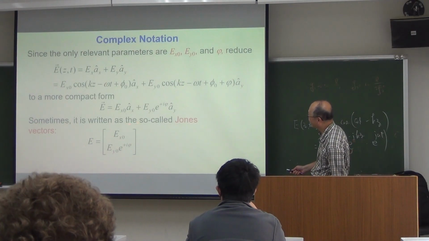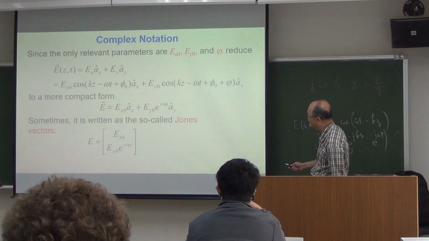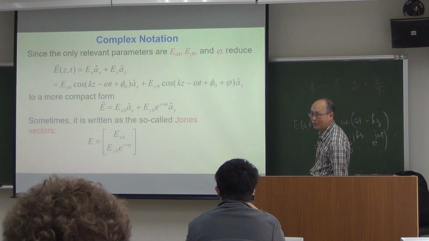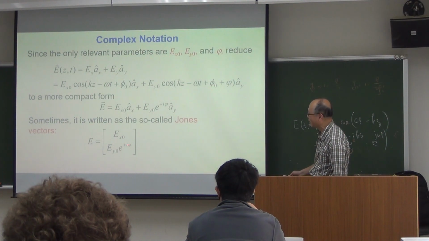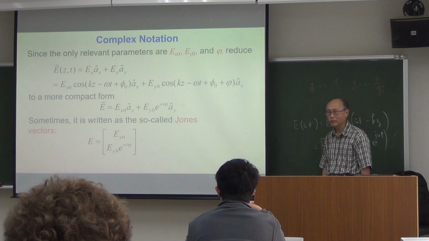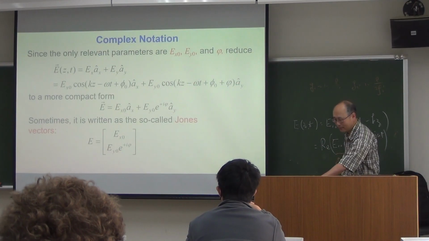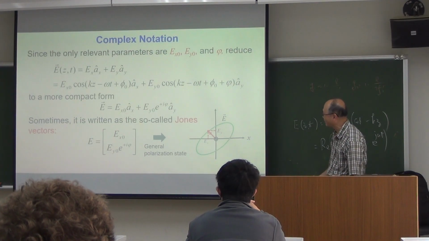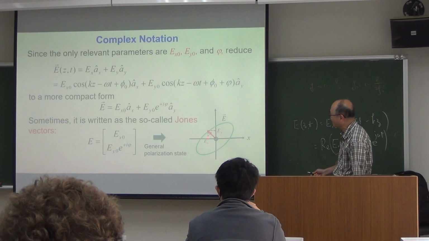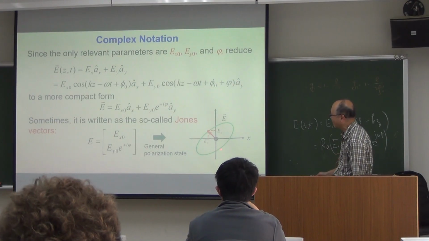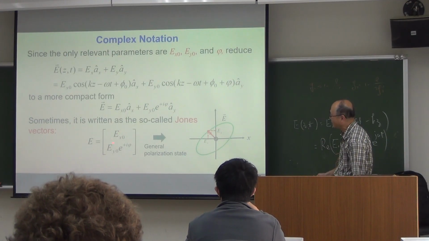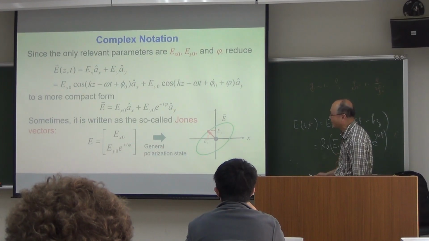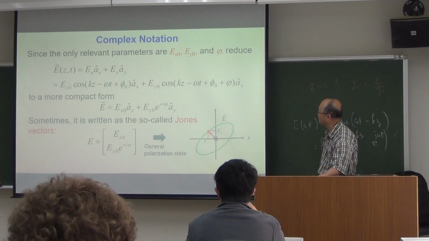Here, when you write down the phase difference in complex notation, you have to keep track of i in your expression. Here I write i, I don't write j. So this is the Jones vector, and this expression tells you what the polarization state is, because you have different amplitudes and also a phase difference. So the tip of the electric field will trace out an ellipse in the xy plane.